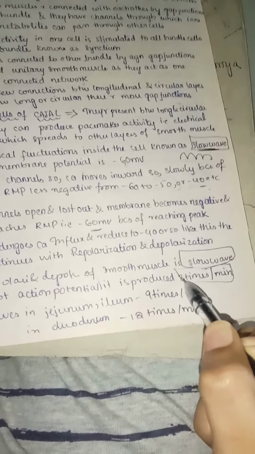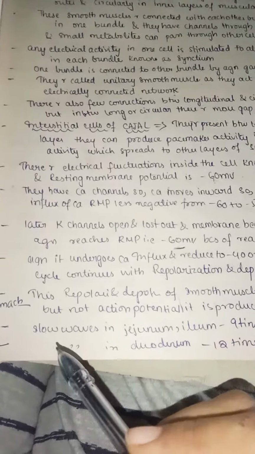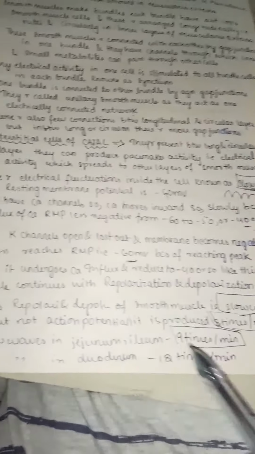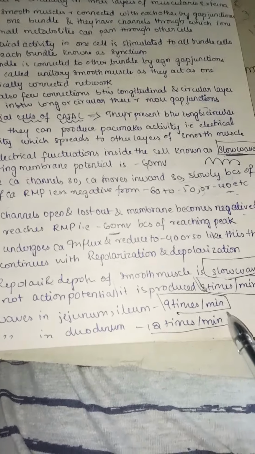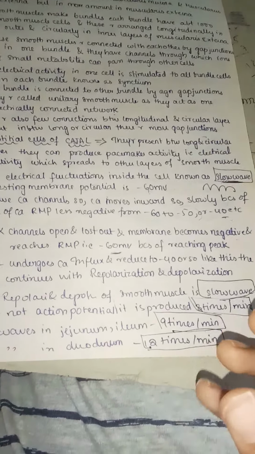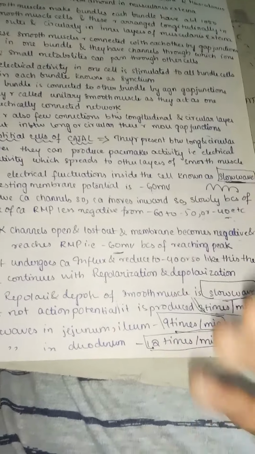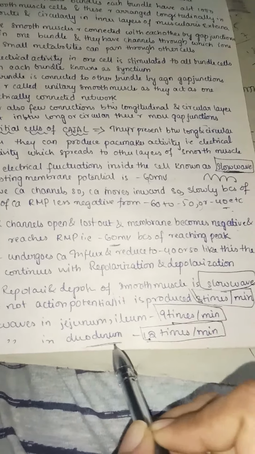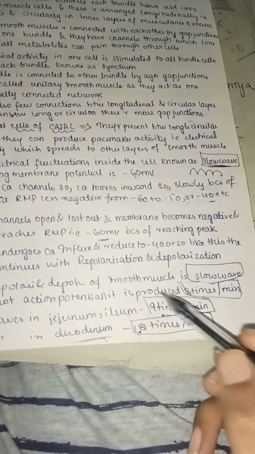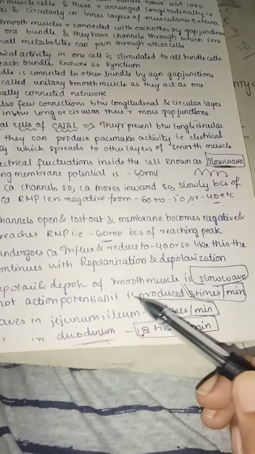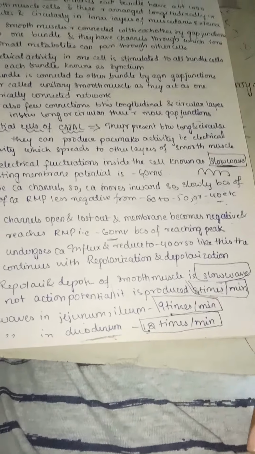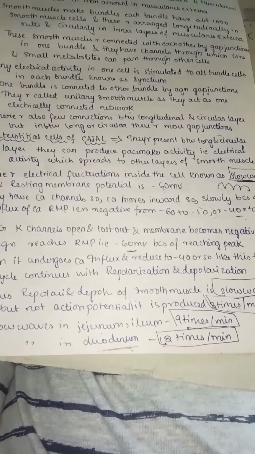Very important: slow waves are formed 3 times per minute, and slow waves in the jejunum and ileum are about 9 times per minute, and the slow waves in the duodenum are 12 times. You can see the small intestine always plays an important role in our GI system, either in absorption or digestion. So the slow waves are also high in the duodenum, our upper small intestine, whereas the jejunum and ileum, the lower parts of the small intestine, have 9 times. The normal average value is 3 times per minute. So these are the slow wave values.